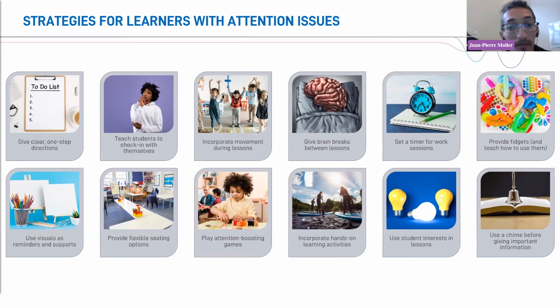Get a timer for work sessions, especially for children with autism. Sometimes they need a watch and sometimes you need to take that watch away. Provide fidgeting toys for them. Use visuals as a reminder, so visual with auditory. And play attention-boosting games. You can get free attention games online. They're like little maze trackers that go thinner and thinner and things like that to support our students. Next slide, please.